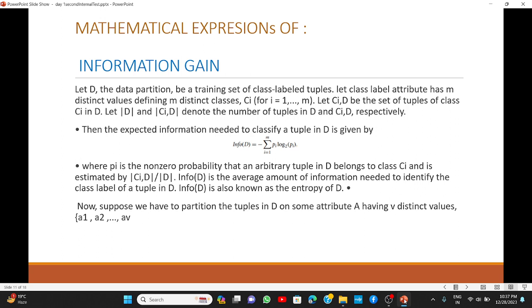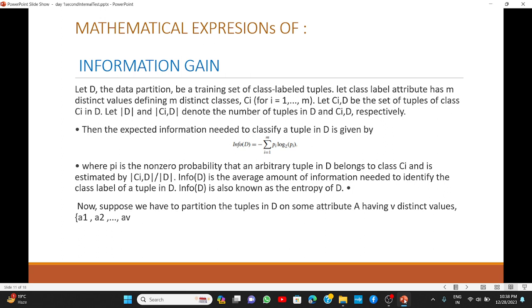Then the expected information needed to classify a tuple in D is given by Info(D) = -Σ (i=1 to m) pi log2(pi), where pi is the non-zero probability that an arbitrary tuple in D belongs to class Ci and is estimated by |Ci,D| divided by |D|. Info(D) is the average amount of information needed to identify the class label of a tuple in D. Info(D) is also known as the entropy of D.